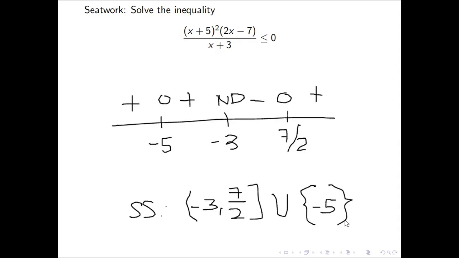braces. I'm not sure if this is called braces or brackets. So you have to use this one to denote that it's the set containing the point -5. And of course, the semi-open interval here, open at -3, because it's not defined there, it's ND. If you plug in -3, the denominator will become 0. You cannot divide by 0. So it can never be part of any solution of any inequality. And you have to include 7/2 as well, because the function is 0 there. So it should be closed at 7/2.